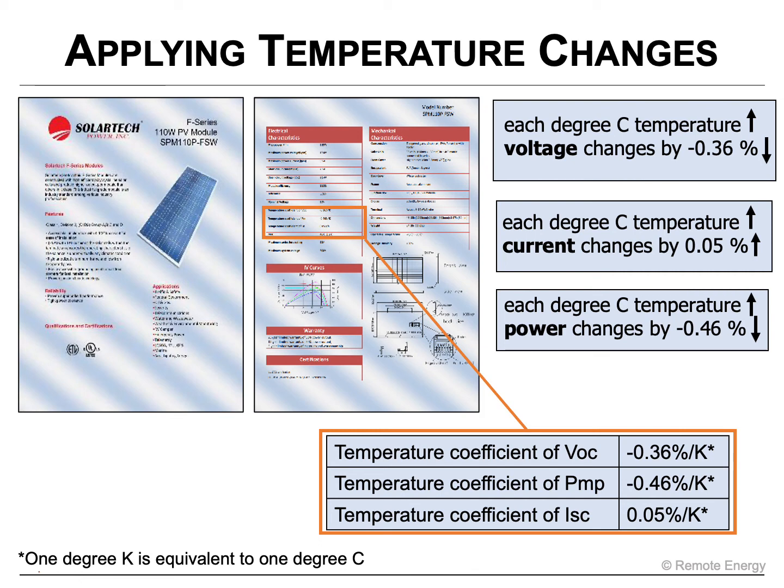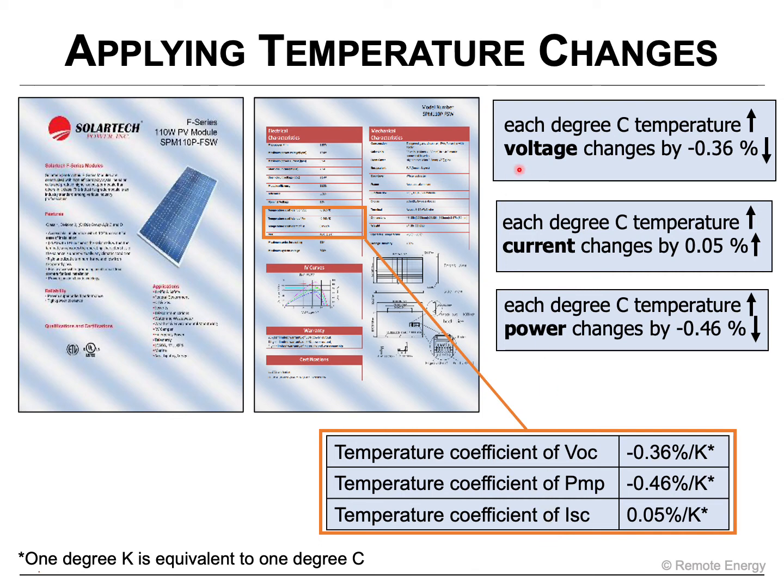Each specification sheet is going to have temperature coefficients written on it. And so here we're seeing that there's a temperature coefficient for the open circuit voltage, there's a temperature coefficient for the maximum power, and there's a temperature coefficient for the short circuit current. And they each have different values.